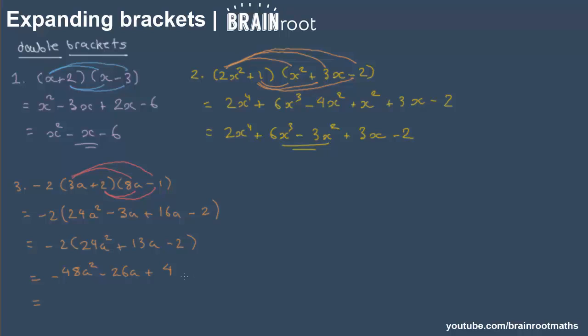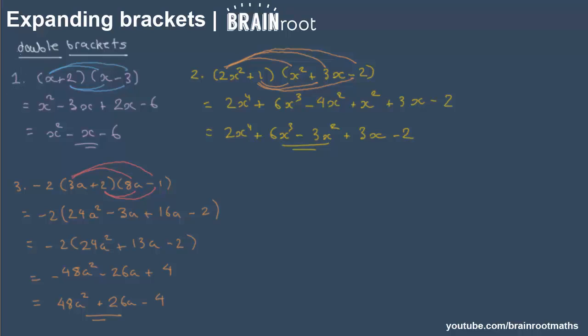And if you times everything by minus 1, you're just reversing their signs, because minus 48a squared times minus 1 is 48a squared. Minus 26a times minus 1 is plus 26a. And plus 4 is minus 4. Because you're just reversing their signs, really. So just tidying up a little bit.